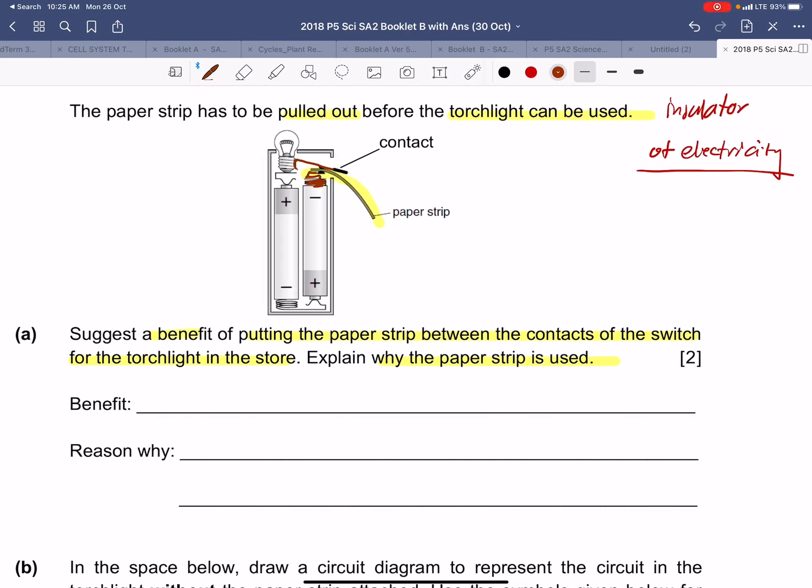So I would say that the benefit is to conserve the battery and prevent wastage of electrical energy.